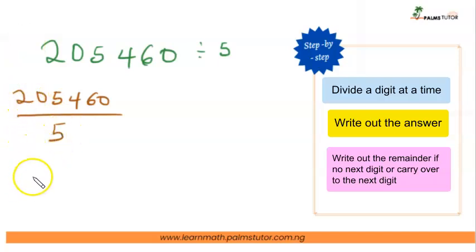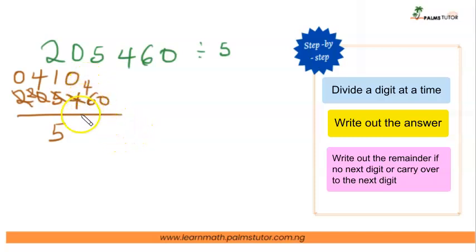Let's start with the first digit. Is 2 divided by 5 possible? No. You may not write the 0, so you say it's not possible. No number of times does 5 go in 2, so that's 0. The entire 2 remains because we didn't use it in division, so it goes to the next digit. How many 5's do I have in 20? That's 4. How many 5's do I have in 5? That's 1. How many 5's do I have in 4? None, because 4 is less than 5. I did not use that 4, so I'm taking the entire 4 to the next digit.